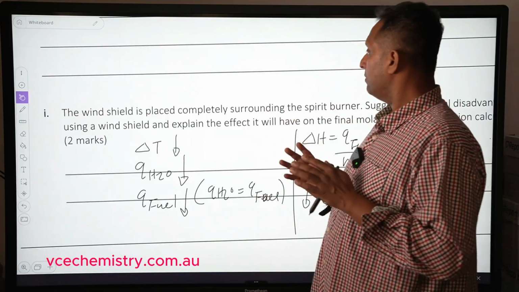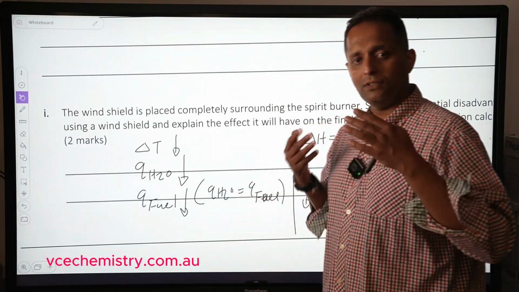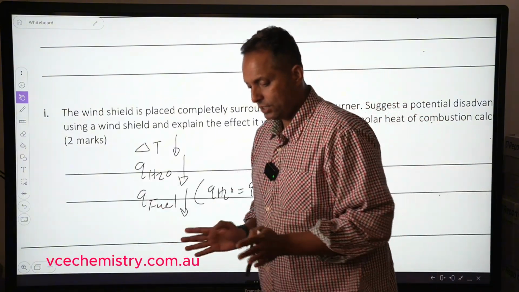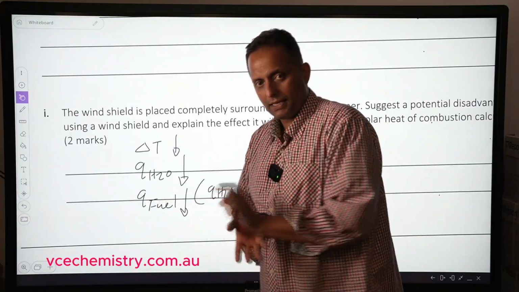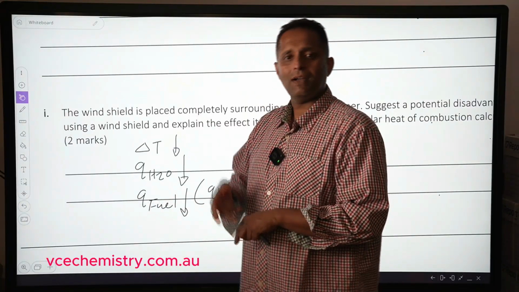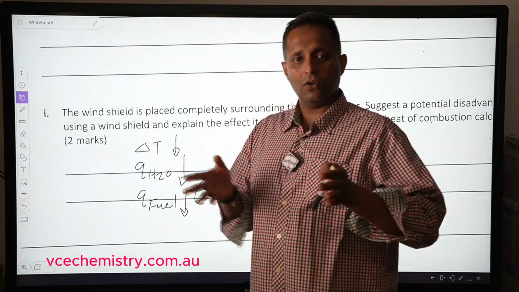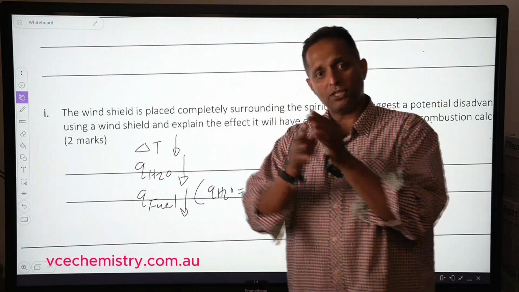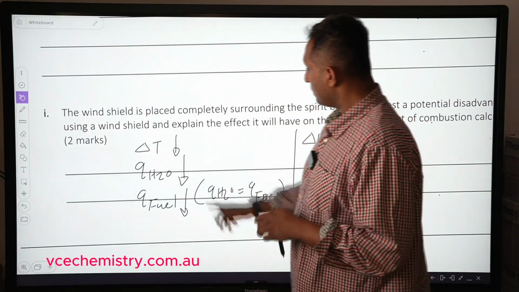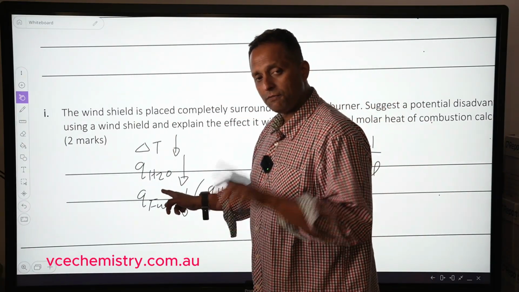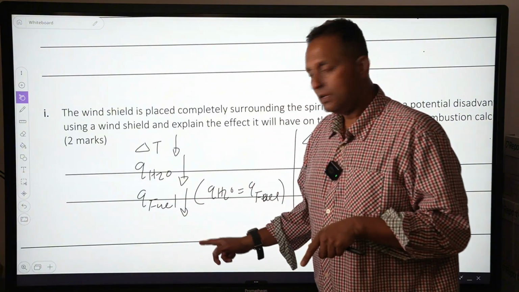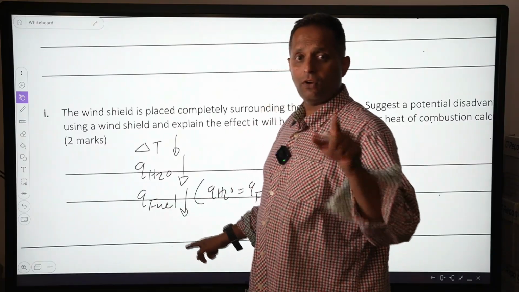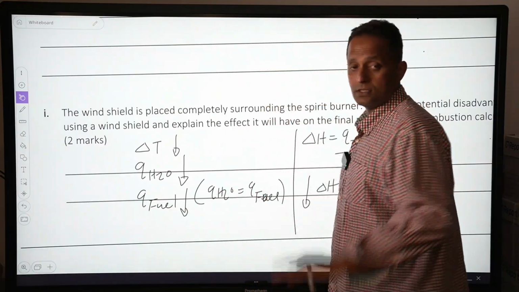But get the idea. You cannot memorize these answers, but you need to understand what's going on. It's not that difficult. Having a heat shield means less oxygen coming in, incomplete combustion, and lower energy released. During incomplete combustion, a low amount of energy is released to the water, so the temperature change of the water is going to be lower. So Q water, in our calculation, is going to be lower, which means Q fuel is also going to be lower. Therefore, delta H is also going to be lower.